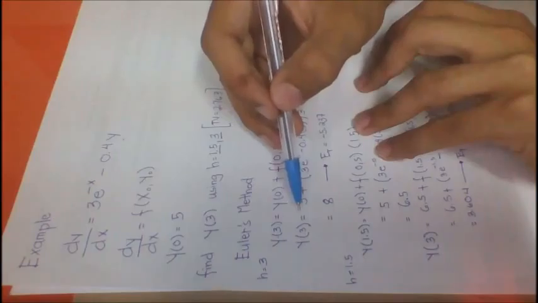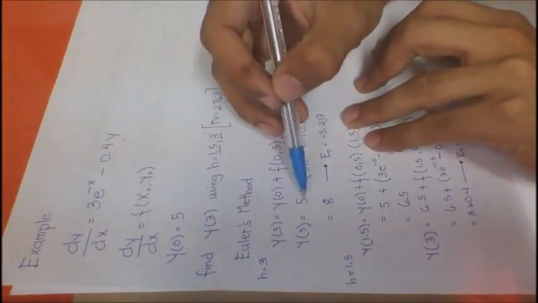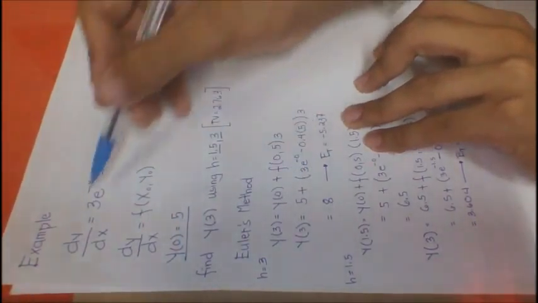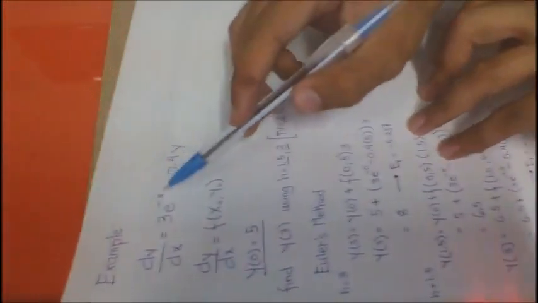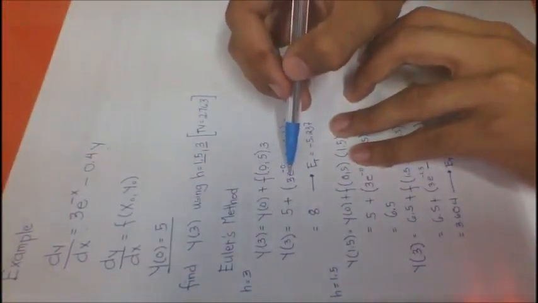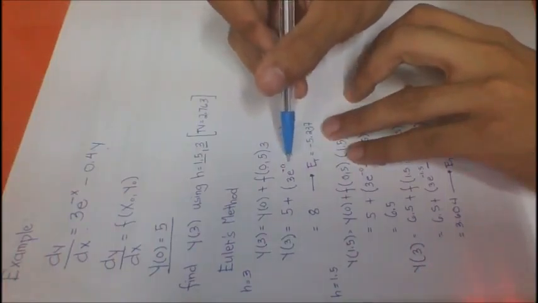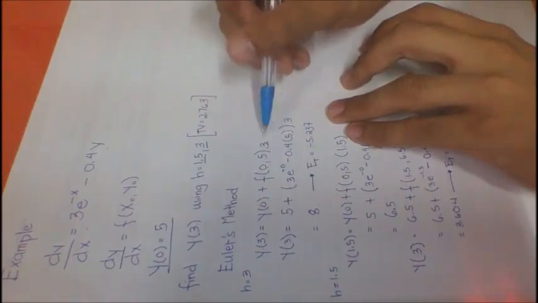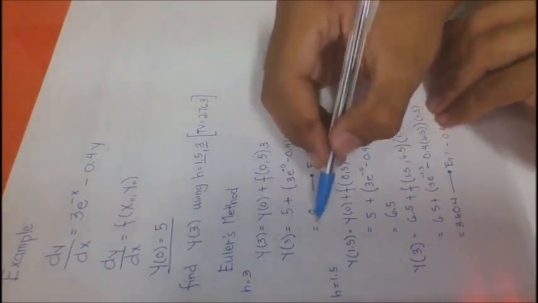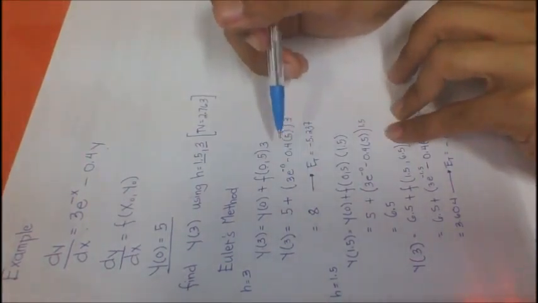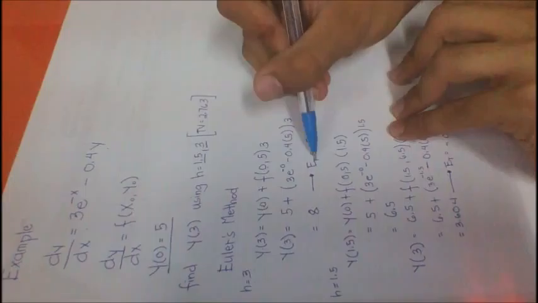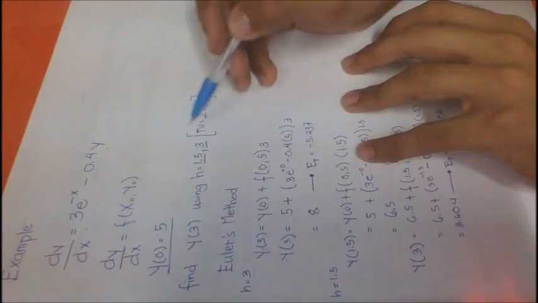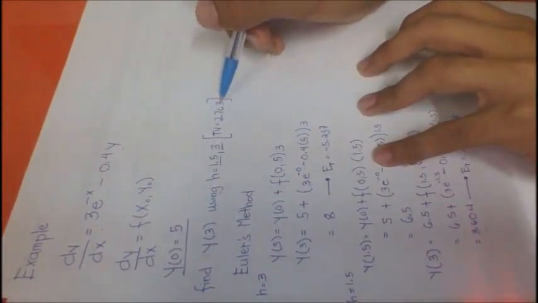Then substituting that, y of 0 is 5 given, then plus the equation, substituting 0 and 5, so 3e raised to negative of x, which is 0, minus 0.4 times y initial, which is 5, multiplied to the step size 3. So the answer in that will be 8. As you can see, its relative true error is equal to negative 5.237. So that is solved using 2.763 minus 8.